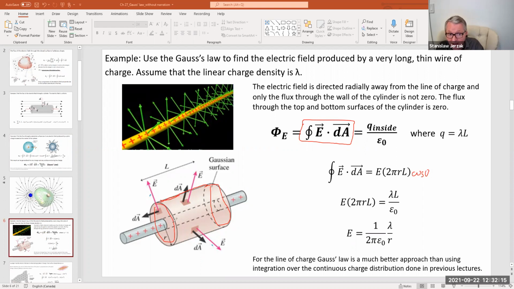There is no flux through the circular surface parts of the cylinder, because there the electric field is perpendicular to the area vector delta A. So E times delta A cosine 90 is 0. Only the side surface contributes to the flux, for which the area is 2 pi r times L. So that's a very good question.